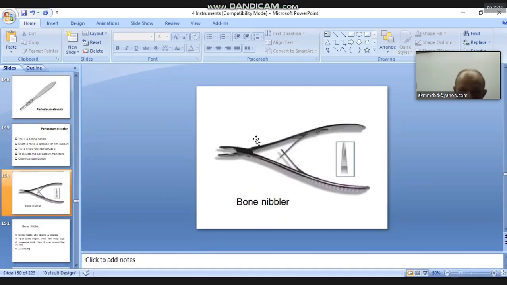And this is a bone nibbler. The tip is just to hold a small chips of bone and remove it. Actually, to nibble the end of the bone. Therefore, it is known as bone nibbler. This is the handle, the long handle, then the short joint and the blades. This is the bone nibbler.